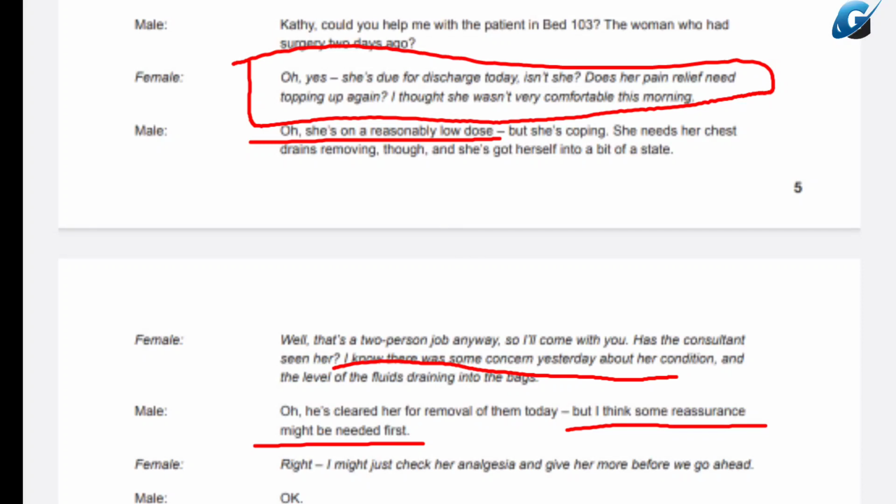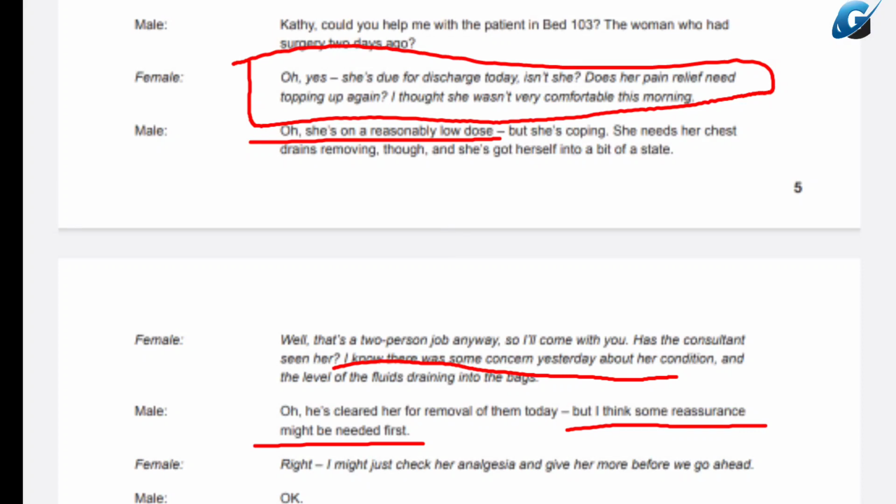So the male is answering, oh, she is on a reasonably low dose, but she is coping. So here you can say that she is having a low level of pain. There is not much pain. She is not complaining about the pain. And I didn't see anything mentioning that her condition is deteriorating. So there is nothing like that. So what could be the answer?